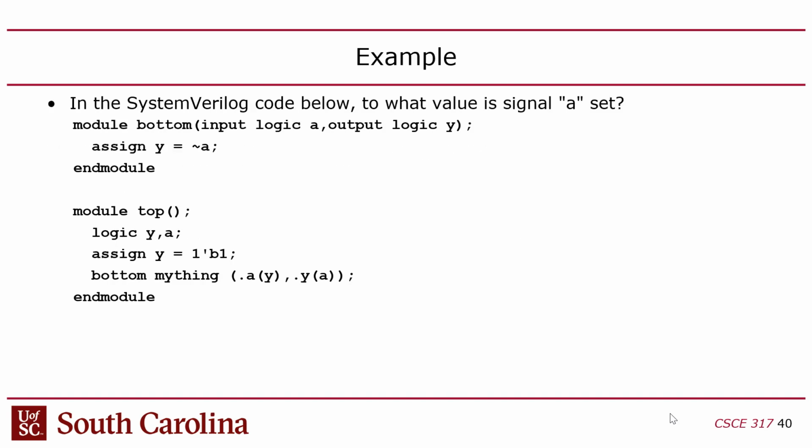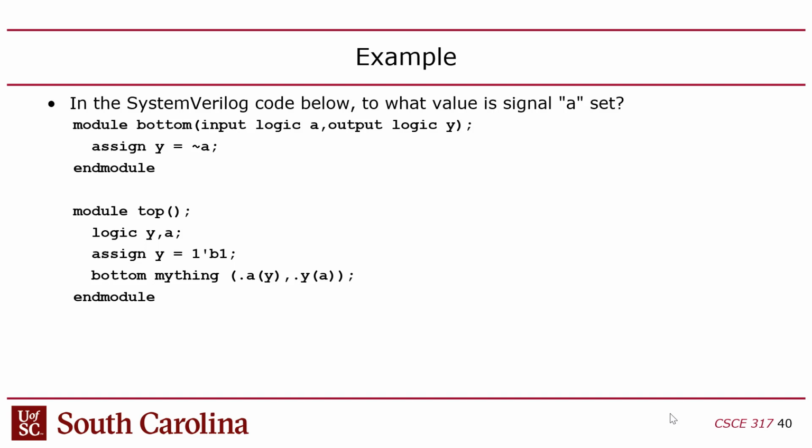Okay. Here's another example. In the SystemVerilog code below, to what value is signal A set? Oh, it's another one of these reversal things. Okay, so this is right from the quiz, pretty much. So I got this thing called my thing. It's of type bottom. Module type is bottom. I've got an A and Y in bottom. But the problem is when I create the port map, I swap them. So now in this case, I'm not asking about bottom. I'm talking about top. So what value is A set to?